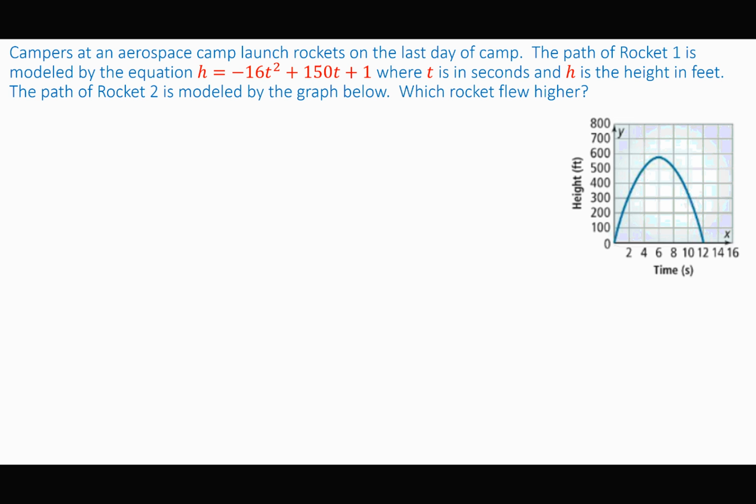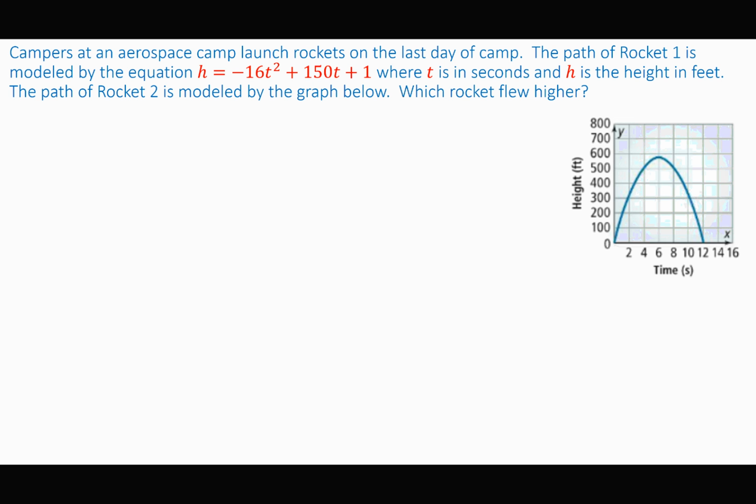Campers at an aerospace camp launch rockets on the last day of camp. The path of rocket 1 is modeled by this equation: negative 16t squared plus 150t plus 1, where t is in seconds and h is in feet. The path of rocket 2 is modeled by this graph. Okay, so this is the graph for rocket 2. They do not give us the graph of rocket 1. Which rocket flew higher? Okay, so height, am I looking at the x value or the y value?